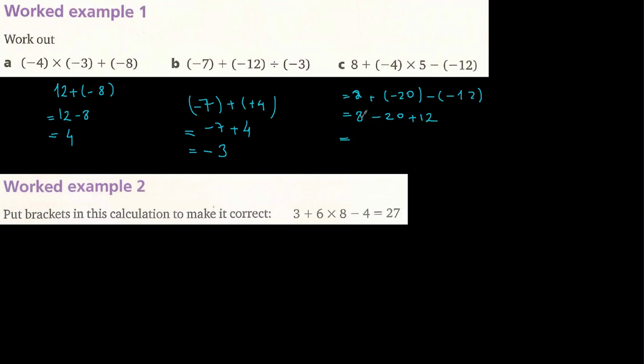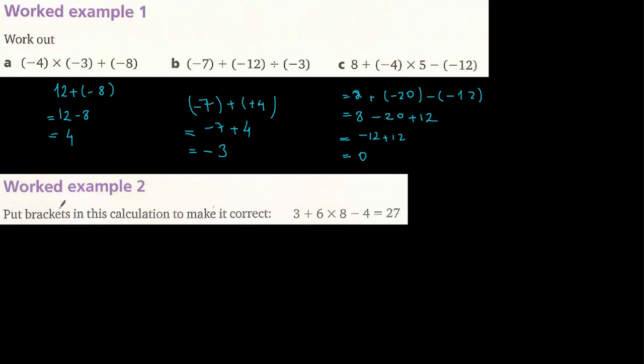And this is the last part. 8 minus 20, it's equal to minus 12. Minus 12 plus 12, they are the same but different signs. So minus 12 plus 12 is going to be equal to 0. Here also we are going to face this kind of problems.